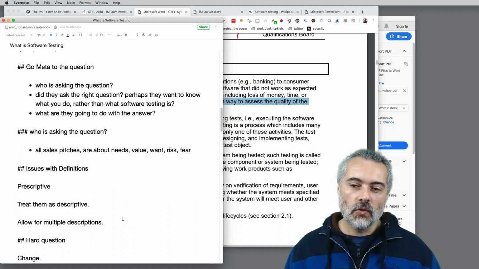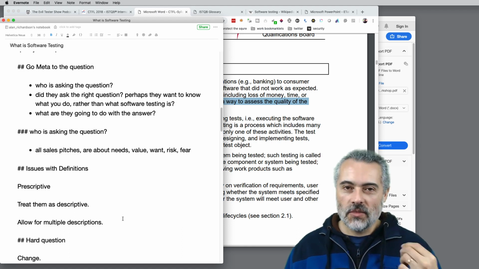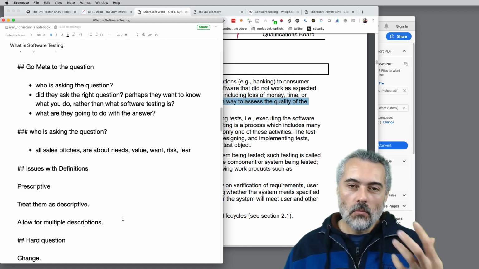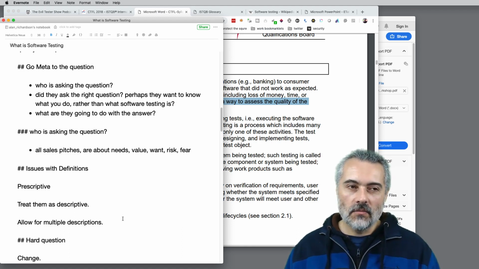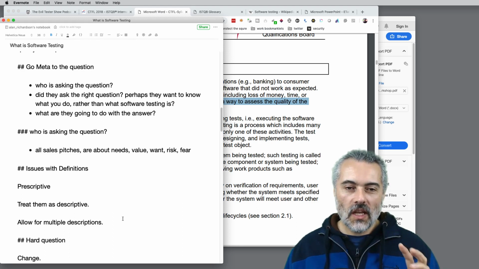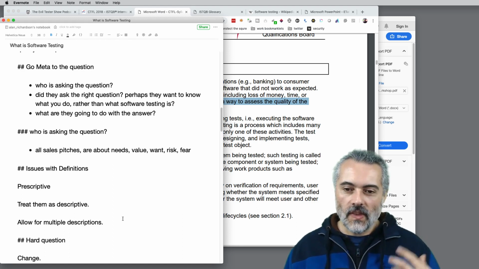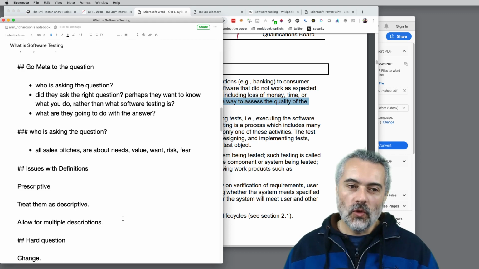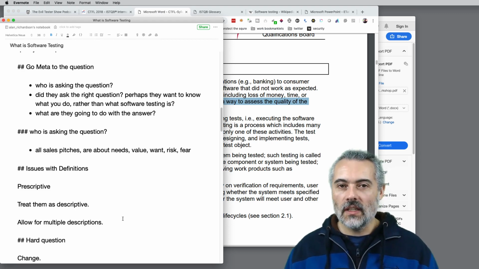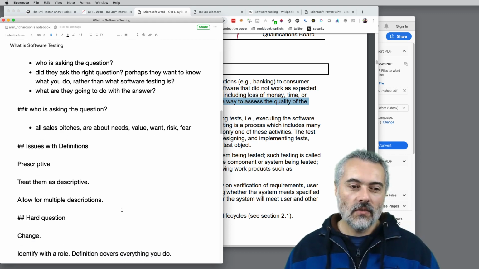But then I learned to treat definitions as descriptive, to approach them as models at specific times for specific communication purposes, to help me learn more about what we're doing, and to allow for multiple descriptions, so that I don't have to have a single description of software testing, a single definition. I can vary it based on who I'm talking to and what situation I'm working in. That can help me think about it differently.